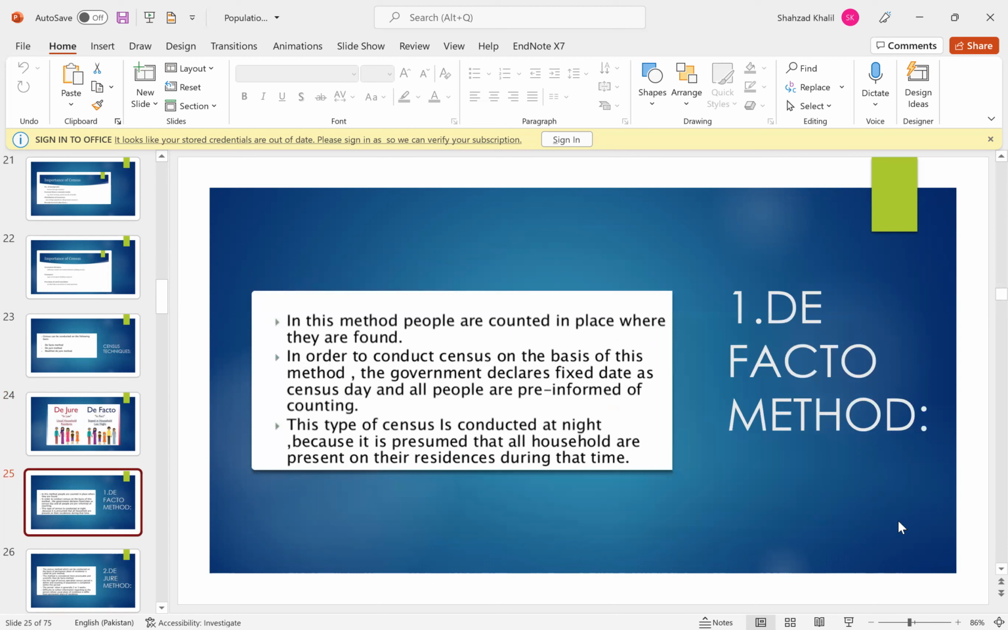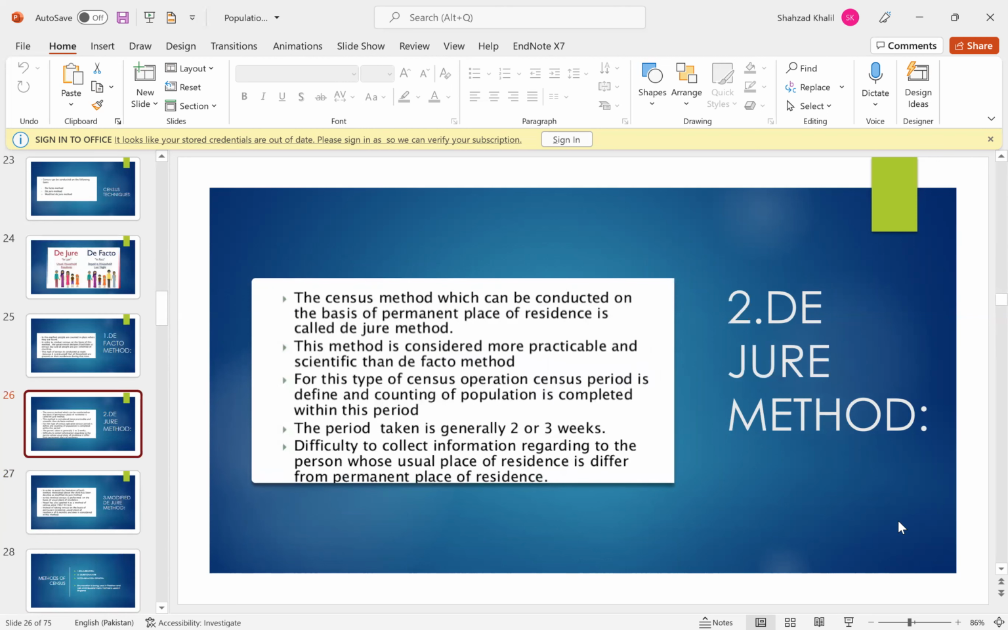What's the de facto method? In this method, people are counted in the place where they are found. In order to conduct census on the basis of this method, the government declares a fixed date as census day and all the people are pre-informed of counting. This type of census is conducted at night because it is presumed that all households are present at their residence during that time.